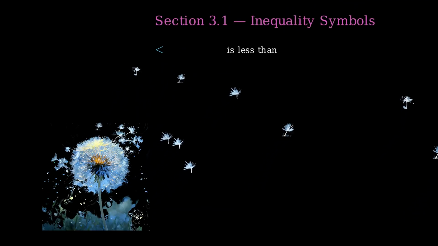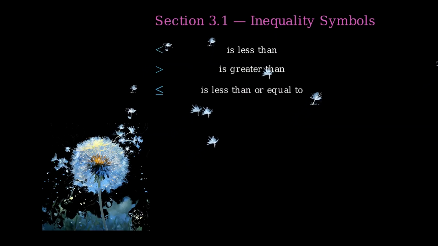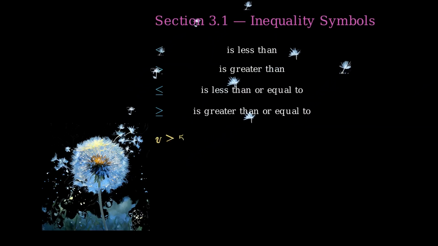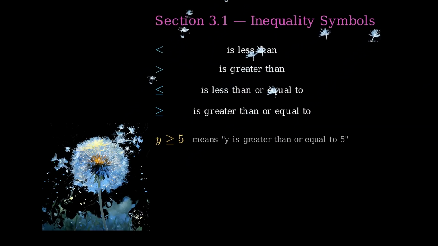An inequality is a mathematical sentence that states that two expressions are not equal. We use 4 core symbols to represent these relationships: the less than symbol, the greater than symbol, the less than or equal to symbol, and the greater than or equal to symbol. For example, we read the expression y is greater than or equal to 5 to show that y can be 5 or any number bigger than 5.